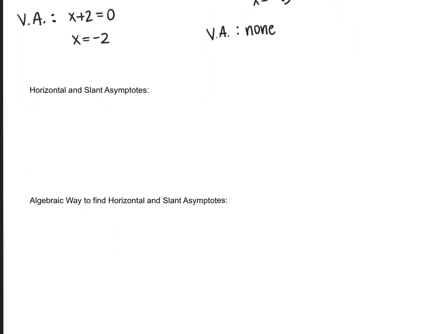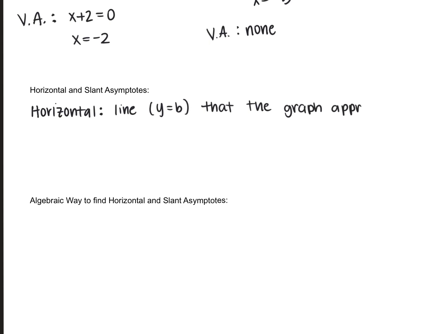The last thing we're going to talk about are horizontal and slant asymptotes. So horizontal and slant asymptotes occur in one of two ways. So horizontal asymptote, I'm going to start with horizontal, is a line of the form y equals b that the graph approaches but never touches or crosses.